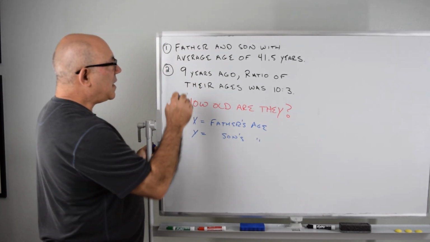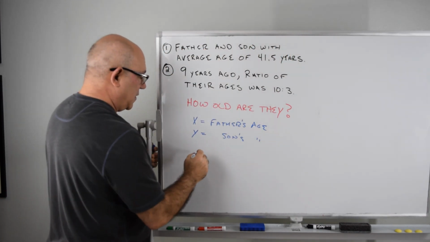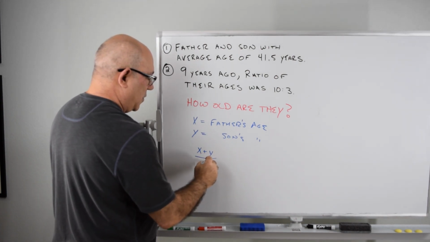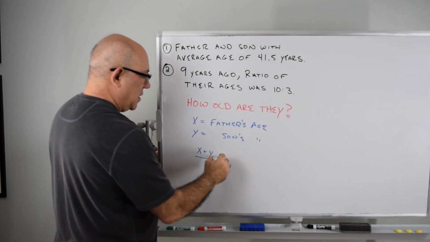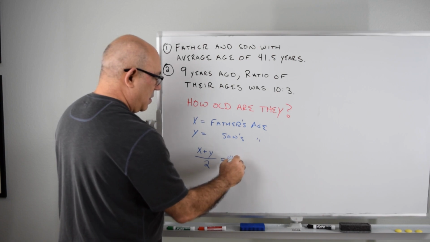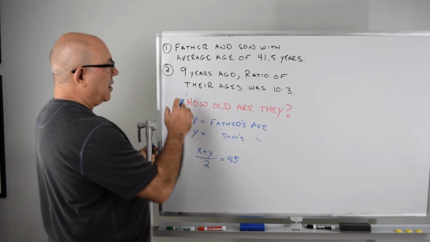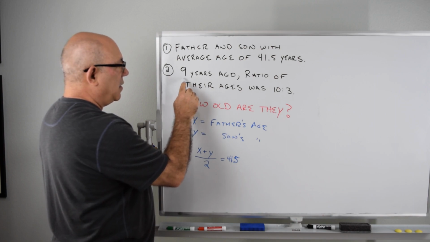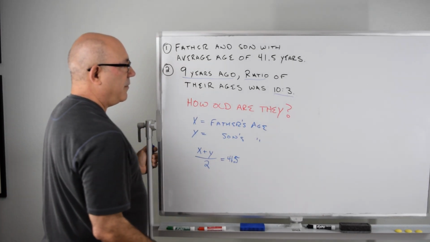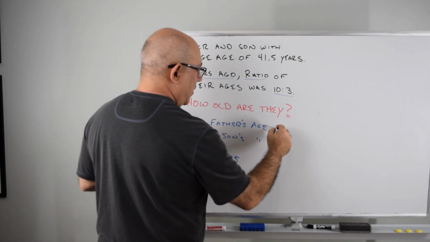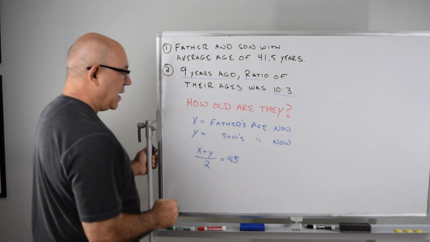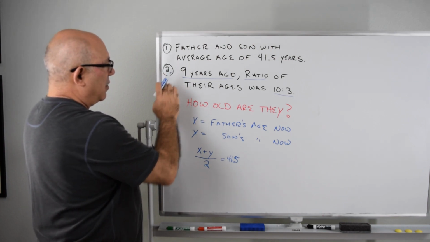Taking the first fact, we can say that x plus y, divided by 2, which would be the average of their ages, equals 41.5. The second equation is a little more interesting. It says 9 years ago the ratio was 10:3. Make sure we understand that x and y are the ages now. So now we need an equation for this.